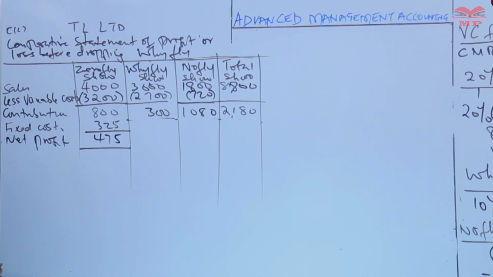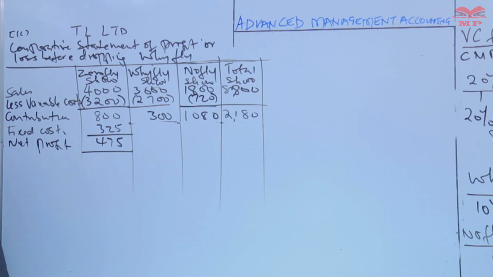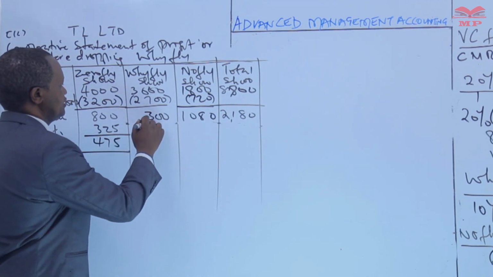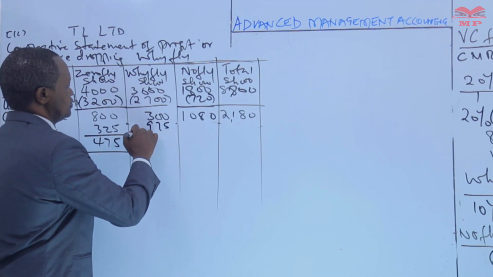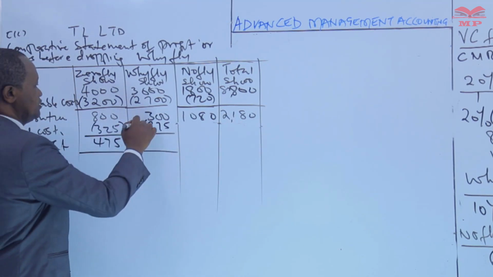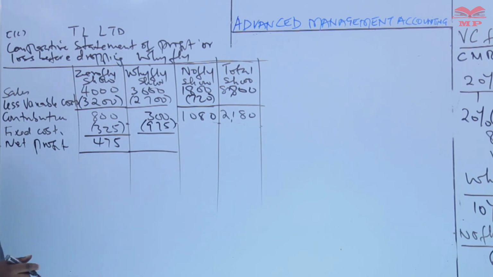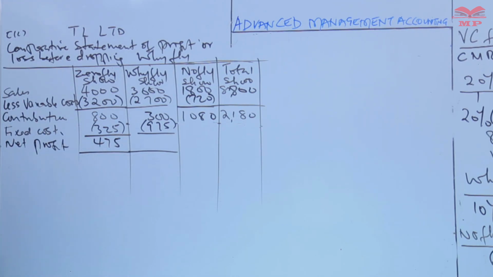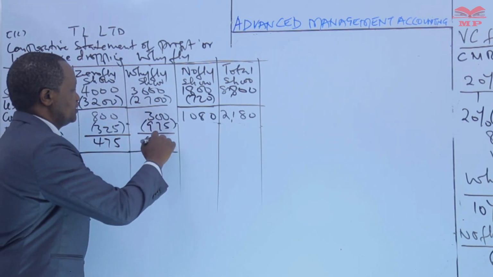The fixed cost for Y-fly is 6.5 times 150,000 units. What is the total? So you said 975. This is 975. You can see there is a loss here. Okay, we deduct. What is the loss? 300 minus 975, yeah, 675. 675 loss.